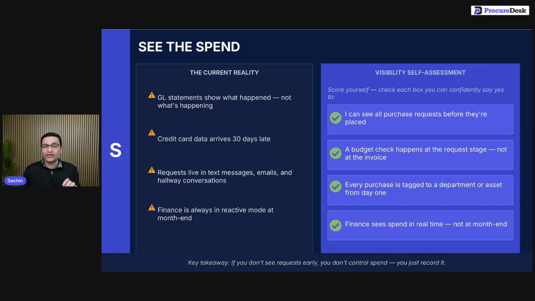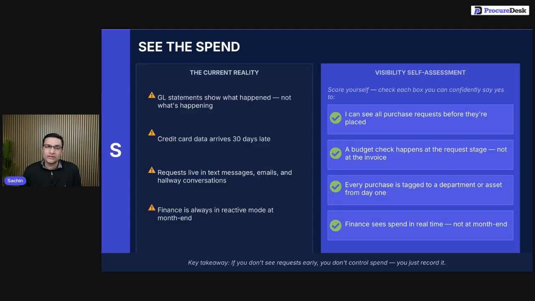Now, a quick way to figure out where you are is let's do a quick self-assessment. So on the right-hand side, these are the four statements. I'm going to read through them one by one. If you are doing this today, assign a score of 1, with a total possible score of 4, right? So let's get going. The first one is I can see all purchase requests before an order is placed. So before you spend the money, you have visibility in terms of where it would be spent. So that is number one.